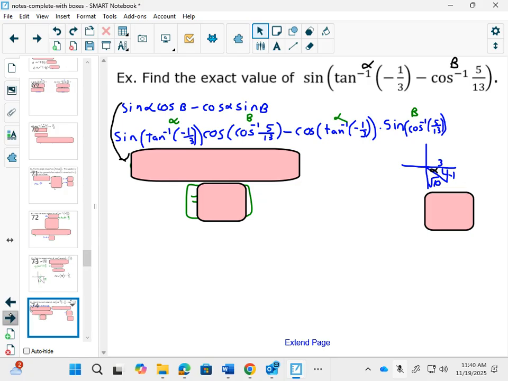Beta is cos inverse of 5/13. What quadrant is beta in? Cos is positive. Positive ones are easy. Doesn't matter which one it is, it's going to be quadrant 1. There's our beta angle. Cos is adjacent over hypotenuse, and I could solve for the other side to be 12.